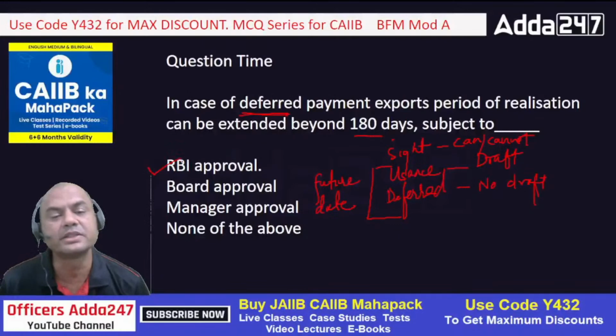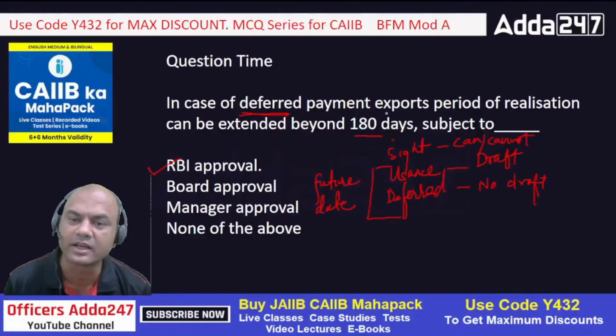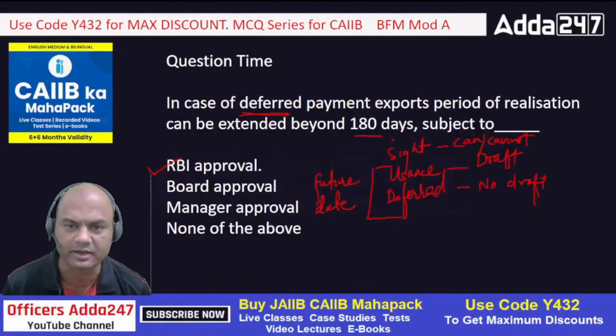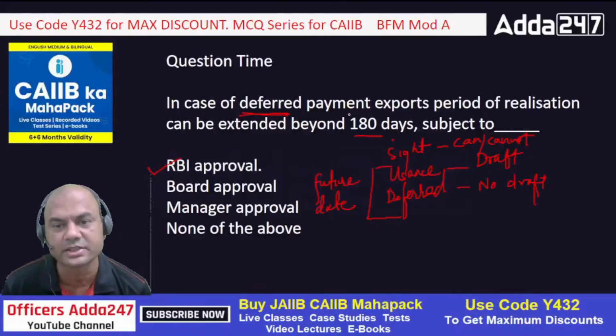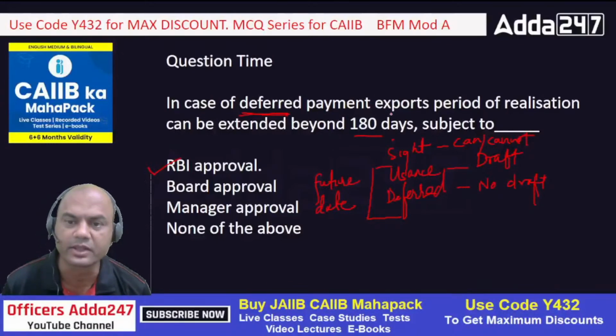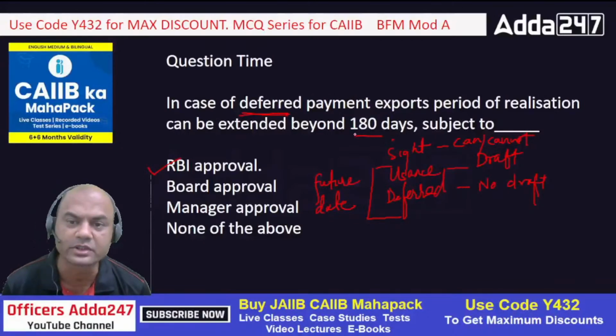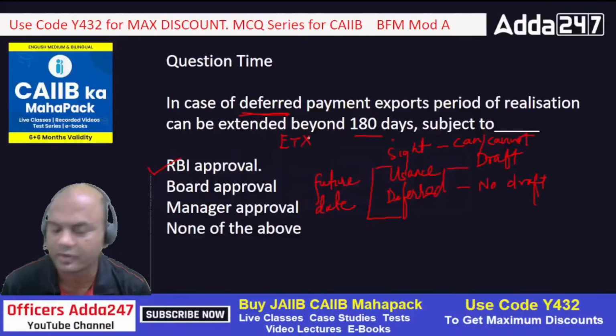RBI approval. If I have to extend the payment period, if I have sent the exports, but that buyer is not paying me within 6 months or the due date, whichever is earlier, then I have to go to RBI and tell them, see, I have sent the exports, but this buyer has not paid me up till now. Kindly give an extension using ETX form. This form is called ETX. Got it?